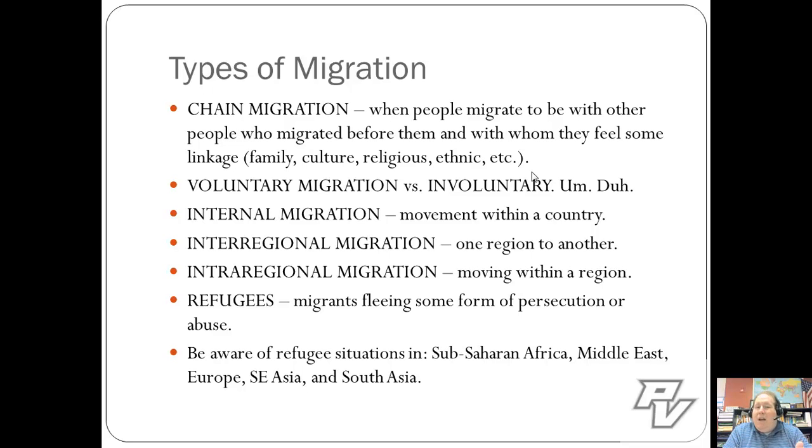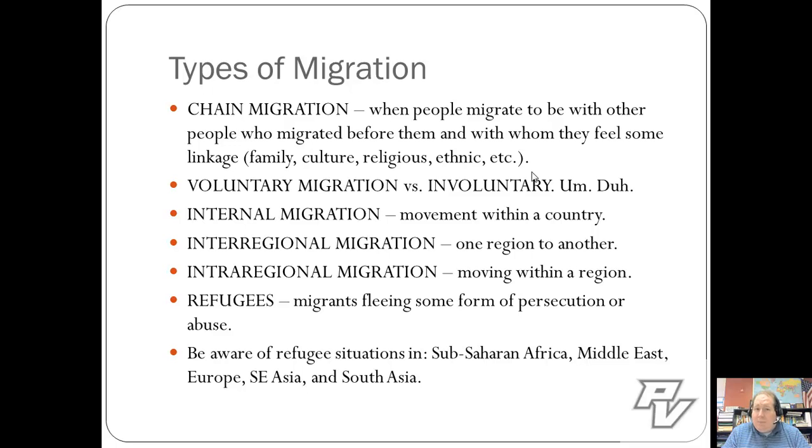There can be other reasons why chain migration happens. It can be family, it can be cultural, it can be religious, or it can be ethnic. When we start to see in large cities population clusters of people from particular communities, this is a result of chain migration. Now, we should hopefully not need to go into the difference between voluntary and involuntary migration.